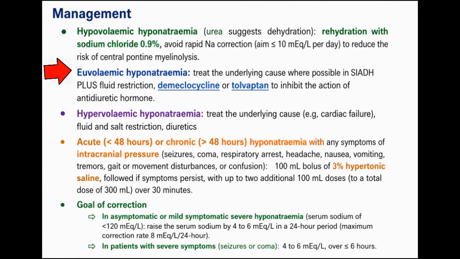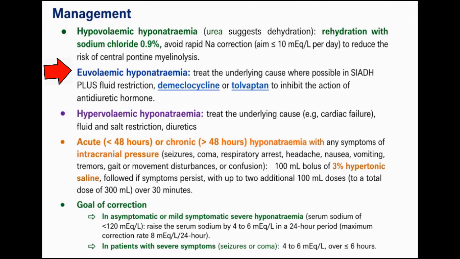2. Euvolemic hyponatremia. The most common cause is SIADH. In SIADH, there is excessive ADH secretion, leading to water retention without significant sodium retention. Treatment. First, treat the underlying cause whenever possible. For example, stop offending medications. Treat pneumonia or CNS disease. Correct hypothyroidism or adrenal insufficiency if present.